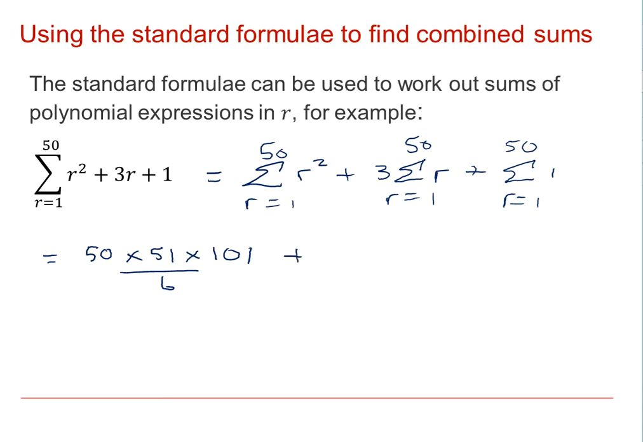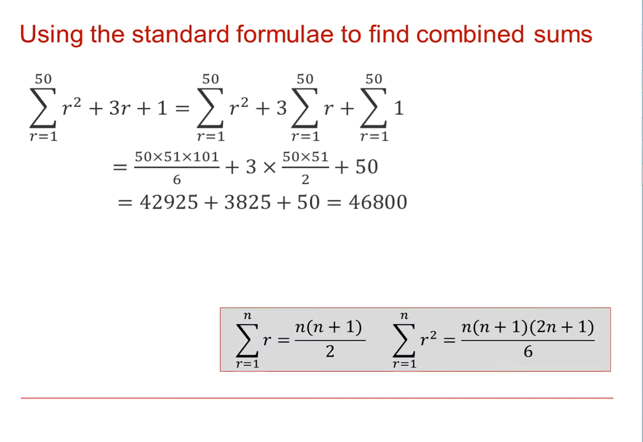plus then 3 times 50 times 51 over 2, using the standard result for r, and you're going to have a plus 50 because of the standard result for the sum of 1. When you add all that up on your calculator, you get the result 46,800.